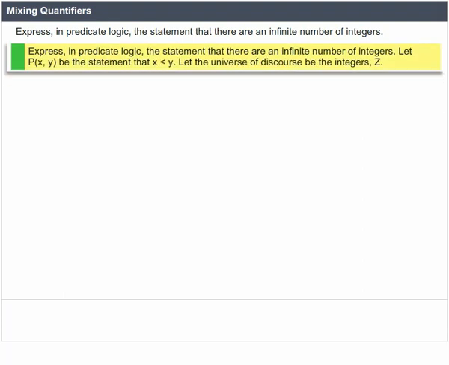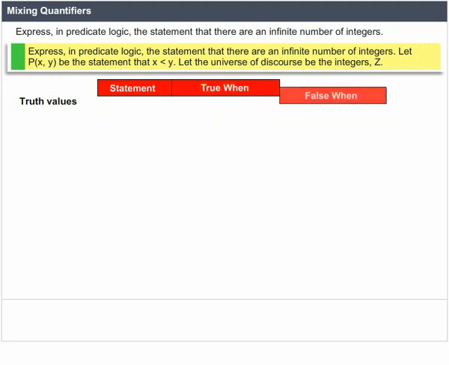Expressing in predicate logic the statement that there are an infinite number of integers. Let P of x comma y be the statement that x is less than y. Let the universe of discourse be the integers Z. The table shows the truth values. The table has three columns: statement, true when, false when.